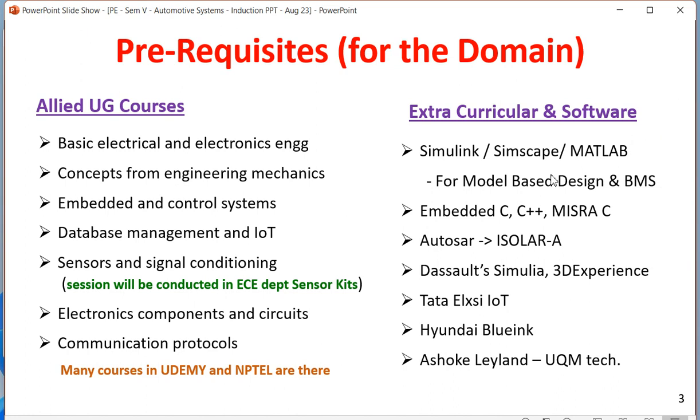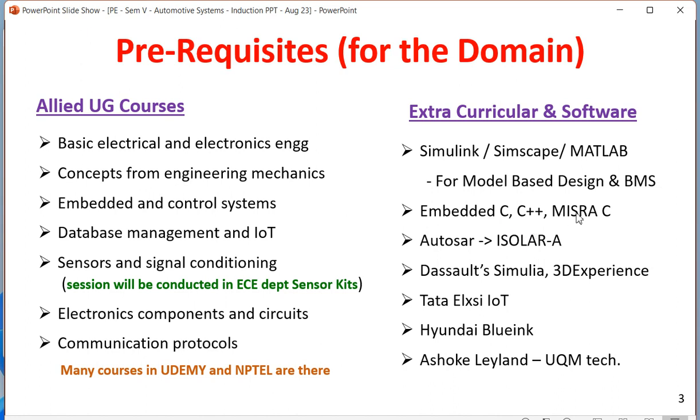The vehicular industry, especially EV, is totally run by MATLAB, Simulink, Simscape. Many of you have done on-ramp courses on MATLAB, Simulink and Simscape. Apart from that, embedded electronics is at the crux of the automotive industry now. There are no vehicles designed without an embedded system or without a microcontroller. So to know embedded electronics properly, you should know embedded C, C++.